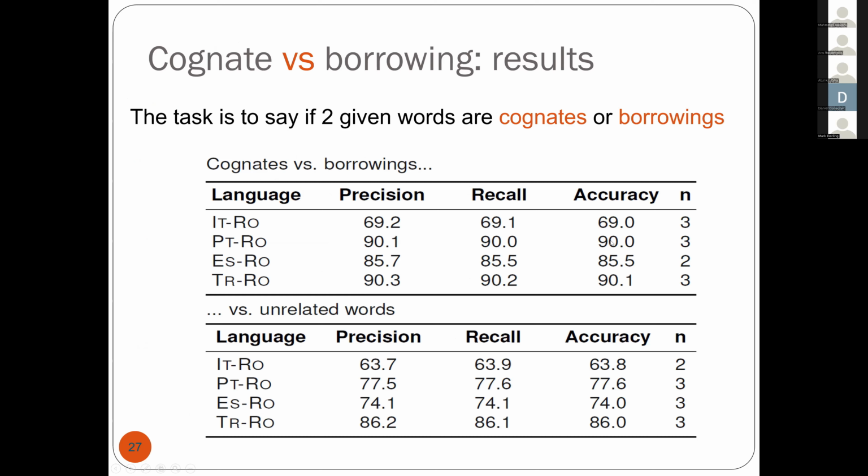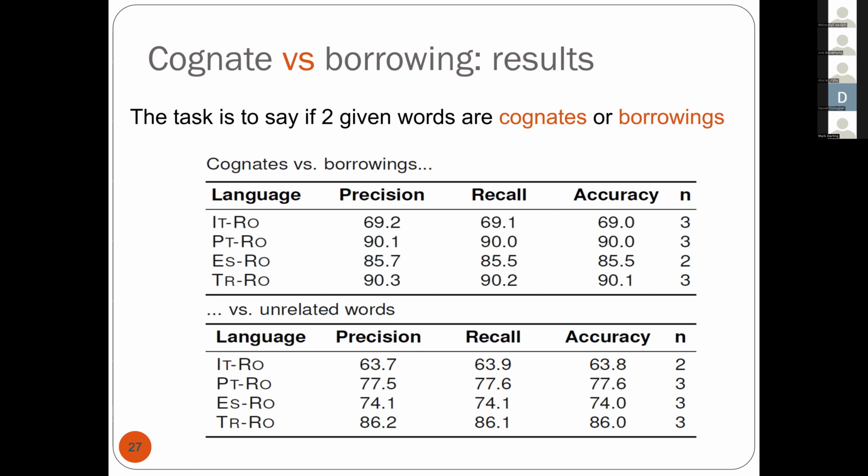We obtain accuracy around 70% for Italian and Romanian. For Portuguese, 90%. For Turkish, the same 90%. For Romanian, Spanish, 85%. This was the first idea, when we try to see if we want to say whether a pair of words is cognate or borrowing.